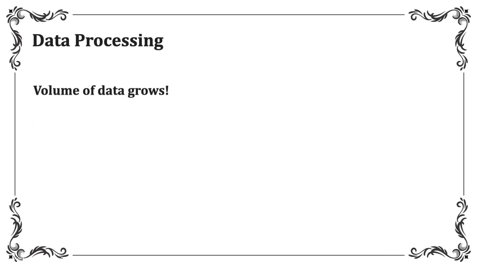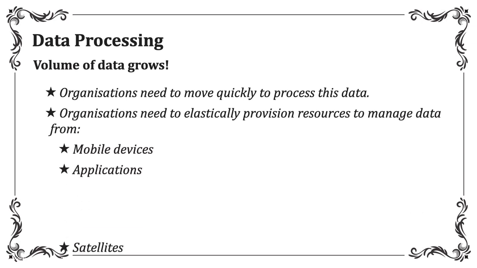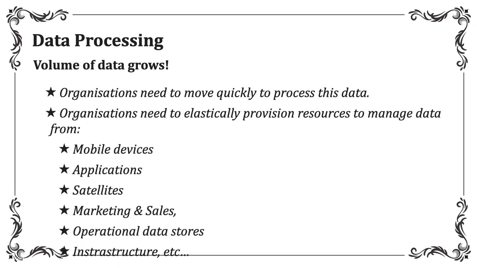As the volume of data grows, coming from increasingly diverse sources, organizations find that they need to move quickly to process this data to ensure they make faster, well-informed business decisions. To process data at scale, organizations need to elastically provision resources to manage the information they receive from mobile devices, from applications, satellites, marketing and sales, operational data stores, infrastructure, and more.